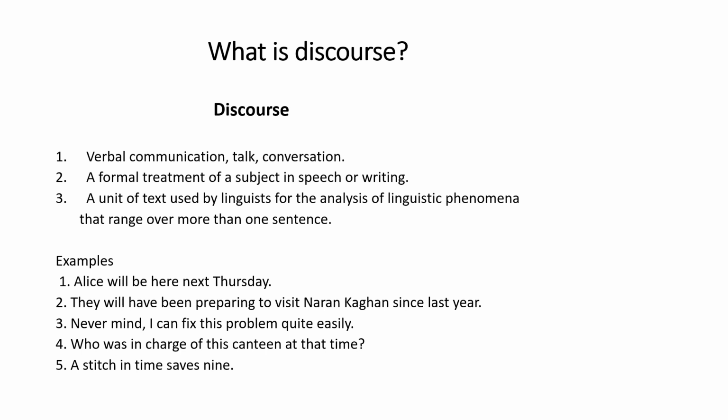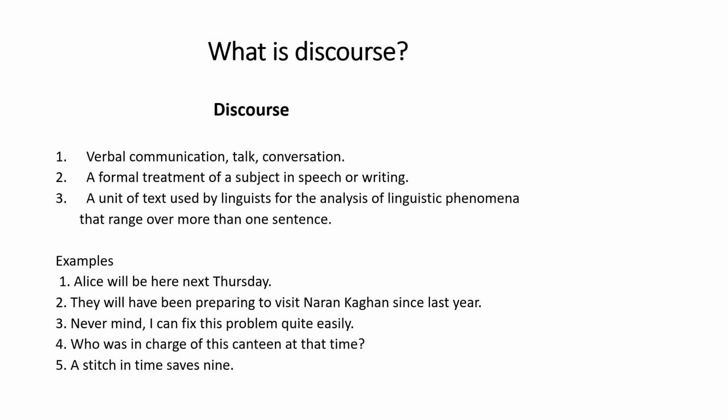Here you can see some examples. Alice will be here next Thursday. Although this is only a sentence, a future sentence, we can associate some other meanings with this example. Alice will be here next Thursday. What could it be? It could be expectations. Yes, it is expected that Alice will be here next Thursday. Let's see example number 2.